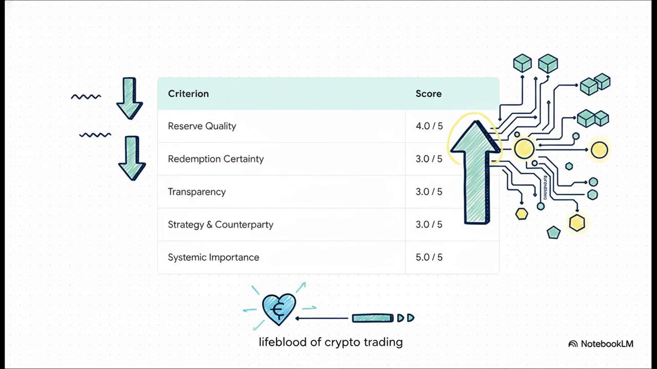And you see that reflected in its scores. Lower marks for transparency, lower marks for redemption certainty. But look at that one, a perfect 5 out of 5 for systemic importance. Why? Because USDT is the lifeblood of crypto trading. It is the most liquid, most used stablecoin on the planet, full stop.